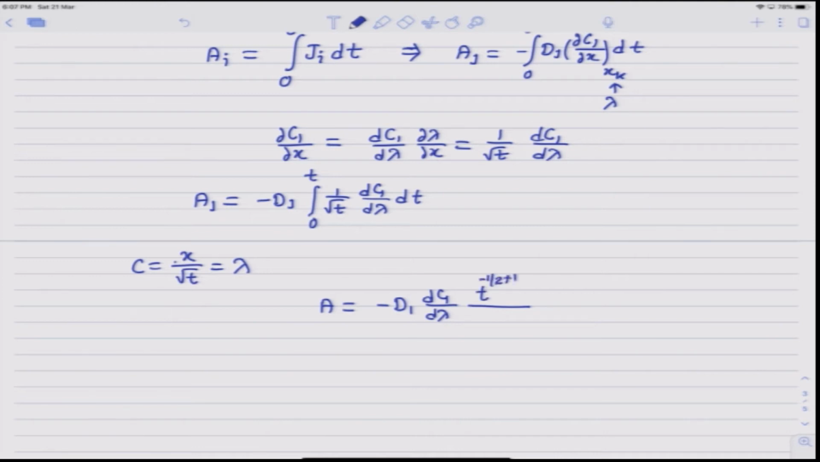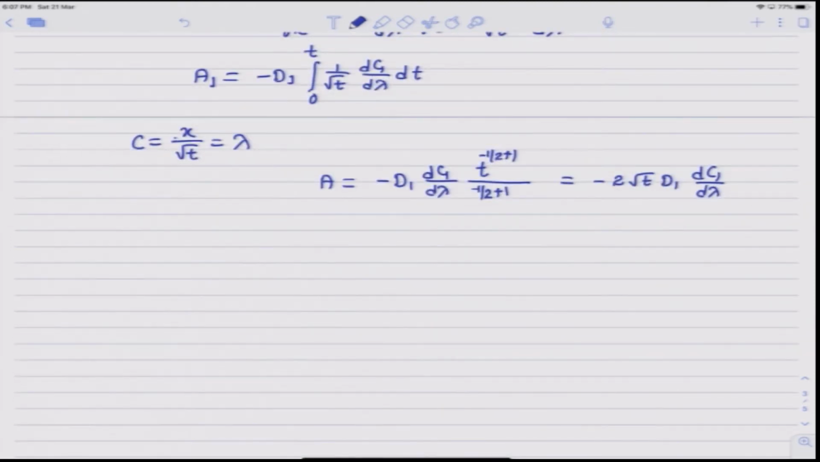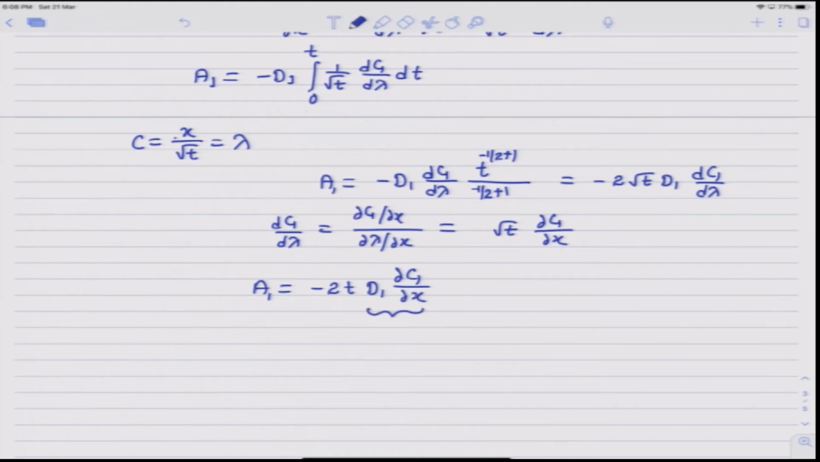t to the power minus half plus 1 divided by minus half plus 1, which should be minus 2 root t D1 times dC1/dλ. Again dC1/dλ we resubstitute as ∂C1/∂x divided by ∂λ/∂x, and that should be equal to root t times ∂C1/∂x, and so we get A1 should be equal to minus 2t times D1 times ∂C1/∂x, and this is nothing but J1, and we get the expression for Ai as 2t times Ji.